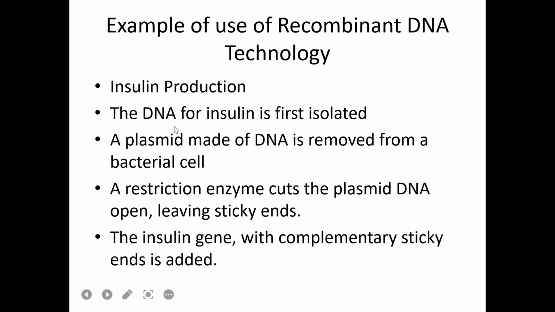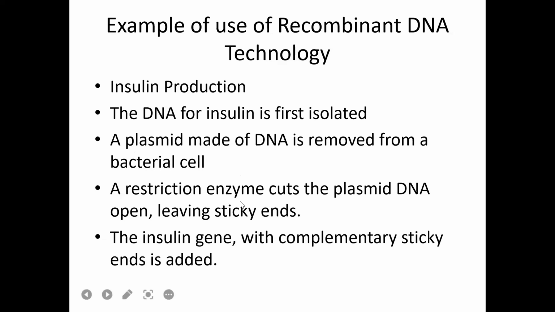Okay. Now, here the DNA for insulin is first isolated. Why insulin production occurs: we all know that most people now have diabetes, so they are in need of insulin injections. So how that insulin is prepared, that we are going to see. The DNA for insulin, meaning the gene which is related to insulin production, will be separated. Then a plasmid made of DNA is removed from a bacterial cell.